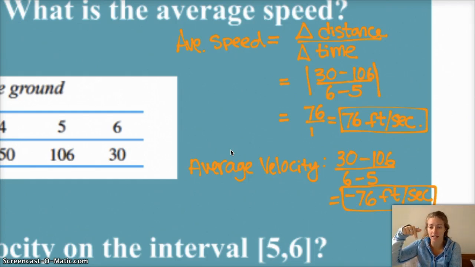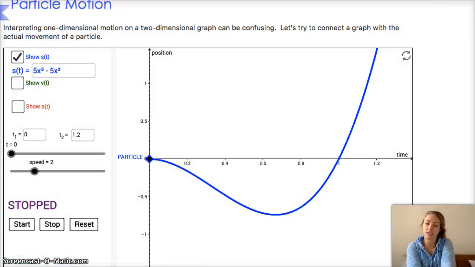The velocity is negative because it's going down, but the speed is positive because you can't go a negative distance. And speed measures the change in distance over time instead of change in position. So this is kind of an interesting way to observe motion.